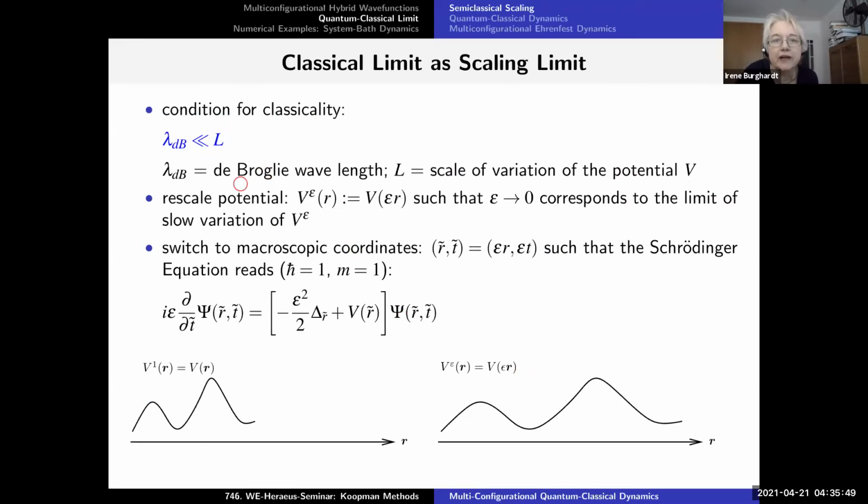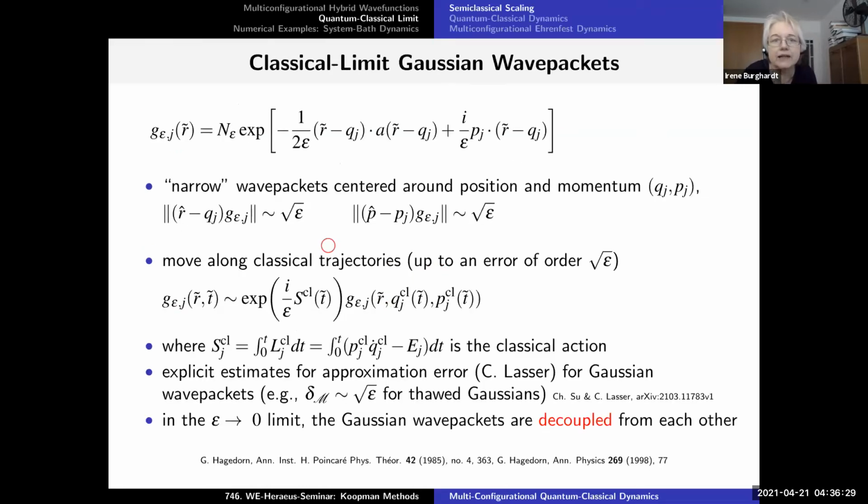Or put in a slightly different way, we can think in terms of this typical WKB type condition on the scale of variation of the potential. And the scaling operation that was described by Caroline can also be thought of in terms of the scaling of the potential. And we get to macroscopic coordinates in terms of which the time-dependent Schrödinger equation reads like this, with this epsilon variable that essentially replaces h bar. Okay, so this is the limiting process we have in mind. And this means that the Gaussian wave packets essentially become narrow, both in coordinate and in momentum.